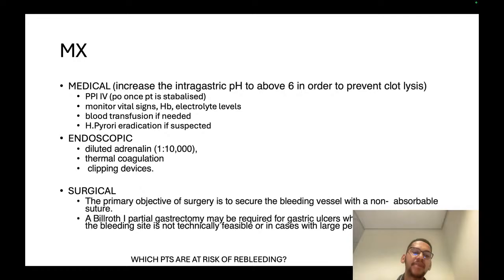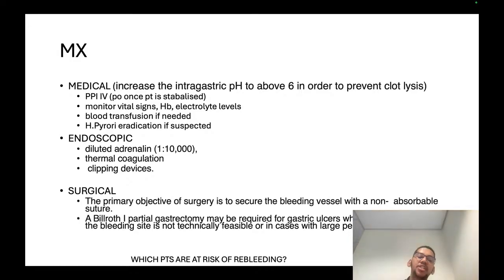Endoscopic management, you're going to need diluted adrenaline in a dilution of 1 in 10,000 with thermal coagulation as well as clipping devices. Surgical management, so the primary objective of surgery is to secure the bleeding vessel with a non-absorbable suture. A partial gastrectomy may be required for gastric ulcers when underrunning of the bleeding site is not technically feasible or in cases with large penetrating ulcers.